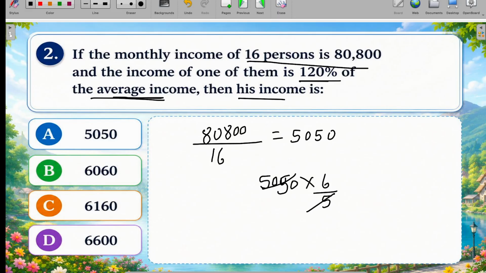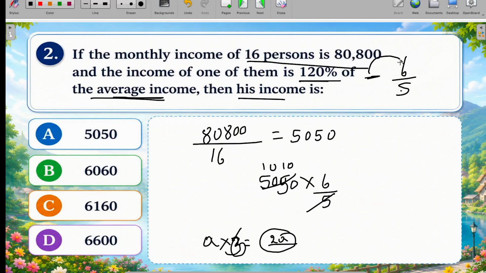If I do that, 5 ones are 5, 5 ones are 5, 5 ones are 1010, into 6. See, any number multiplied by 2, for example, you will get 2a. That is a 2 multiple. If you multiply any number by 3, you get 3a, that is a 3 multiple. If you multiply any number by 6, you get 6a, that is a 6 multiple. So 120% means 6 by 5. If I cancel this, definitely I will multiply with 6. That's why I said 6 multiple.